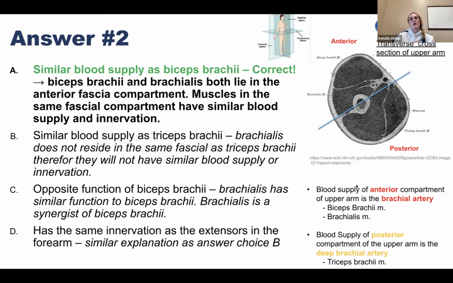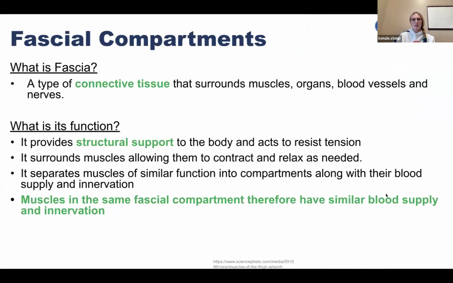And so this is how we can view the arm. And in each compartment, they have specific functions. So your flexion is with your anterior and your extension is the posterior. And so as we talk about fascial compartments, it's the way to divide the muscles into their functions. And then also each muscle in that compartment is going to be supplied by similar blood supply and nerve supply because they're functioning the same.